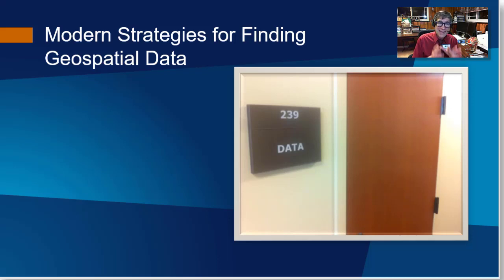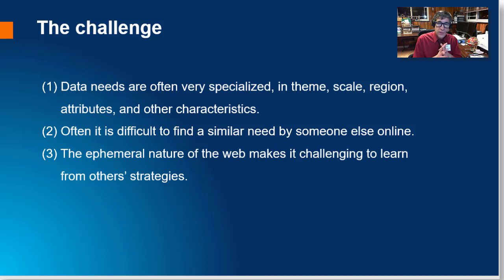Let's get practical now. How can you find data in this modern GIS era? Here are some challenges. Data needs are often very specialized in theme, scale, region, attributes, and other characteristics. Because projects and problems have certain specifications, certain paradigms, certain boundaries. Often it is difficult to find a similar need by someone else online, so it's hard to find their workflow, their problem that they tried to solve, and how they grappled with data to do it.